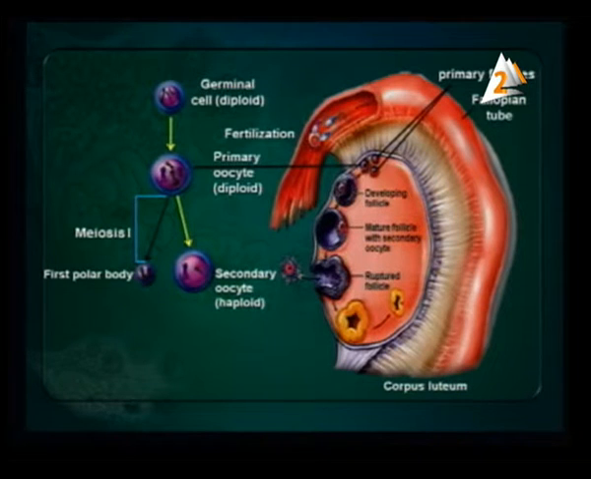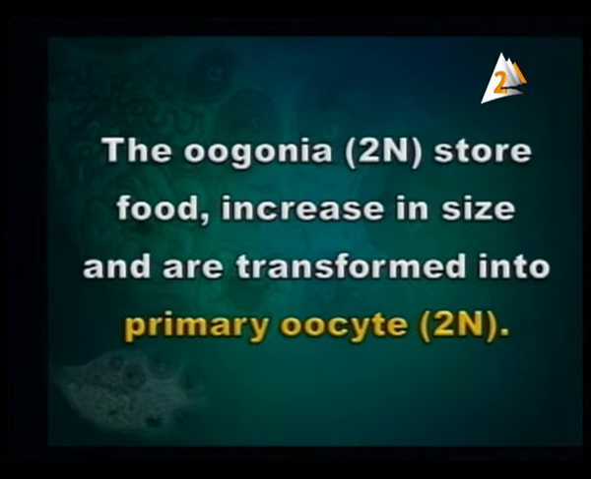The second phase is the growth phase. The oogonia, which are diploid, store food and increase in size and are transformed into primary oocytes, which are also diploid. This phase also takes place inside the embryo.